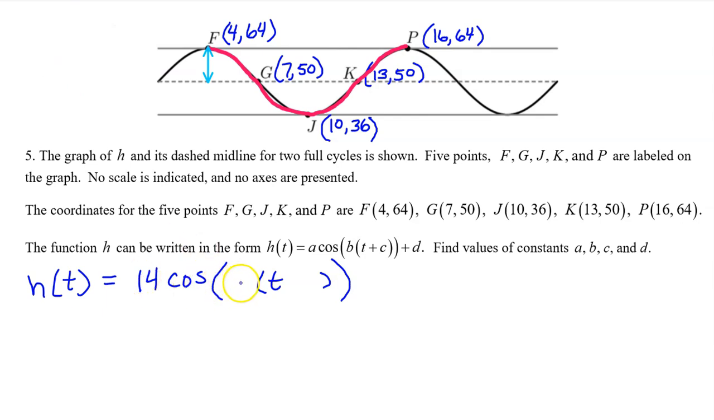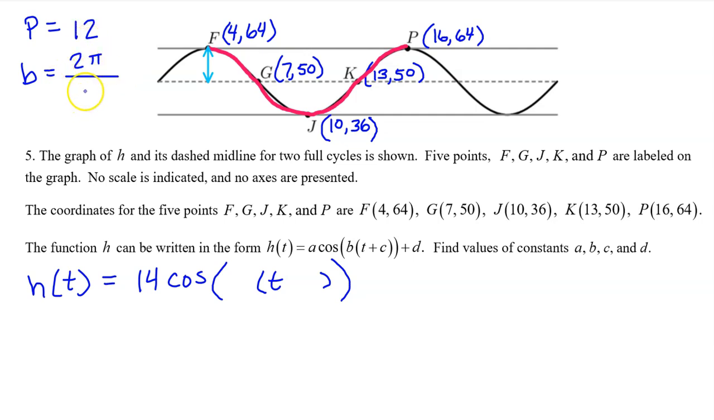Now it's time to find the b value, but first we're going to need the period. The period will be the horizontal distance from peak to peak. From an input value of 4 to an input value of 16 is a difference of 12. So the period is 12. 16 minus 4. We know that the b value will always be 2 pi divided by the period.